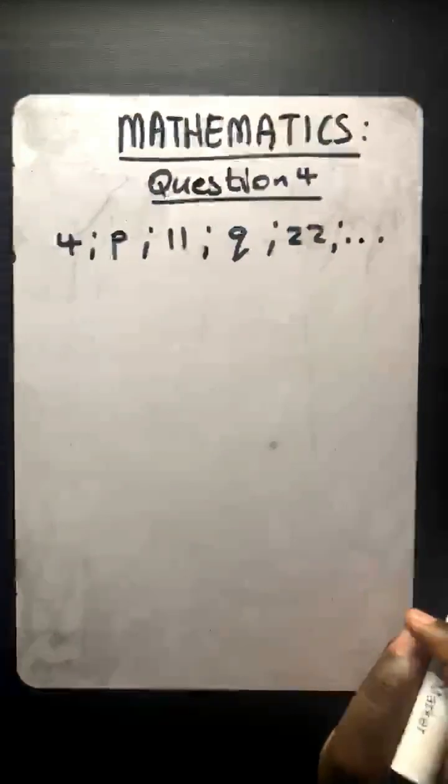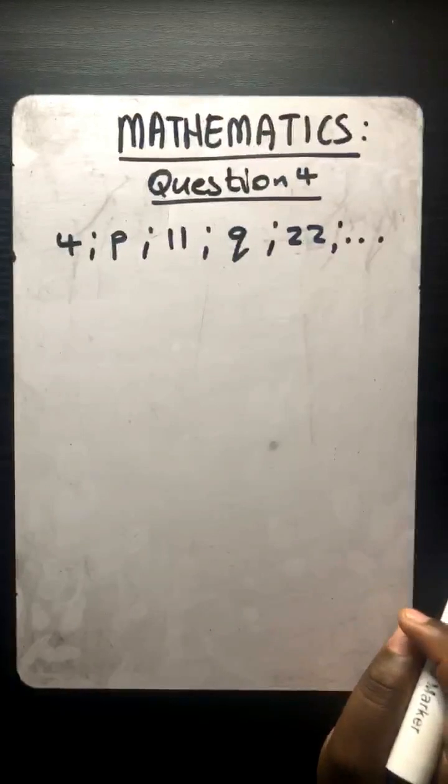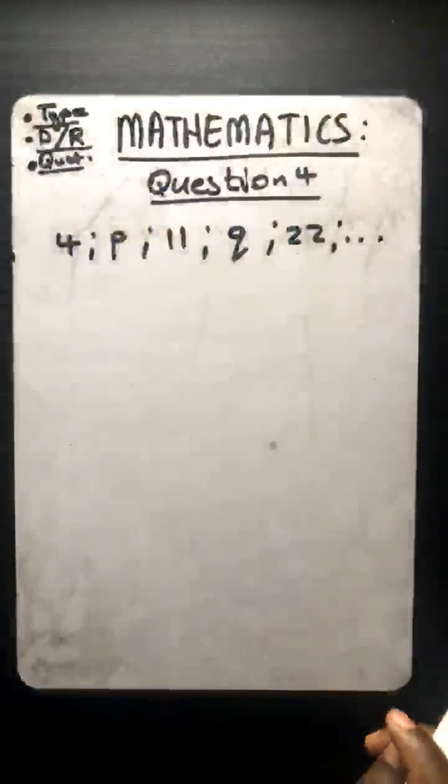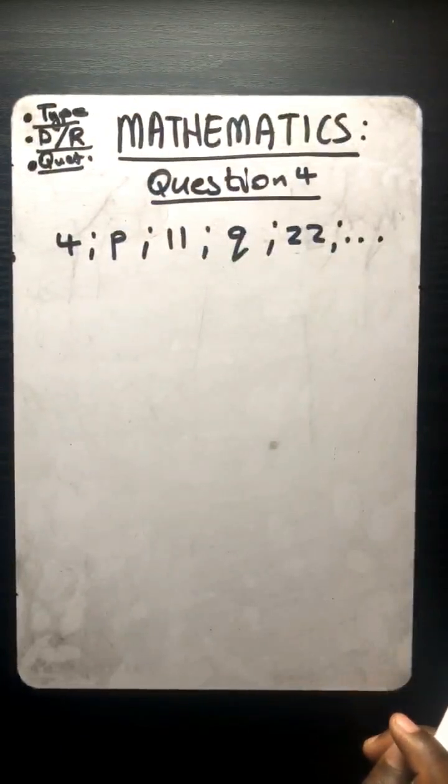So, guys, quickly, let me try to work out this problem. Number one, I need to know the type. Number two, what do I need to know? I need to either work out the difference or the ratio. And lastly, that's when I'm going to look at the questions. Let's give it a try and see if you can quickly understand what I'm going to be doing here.